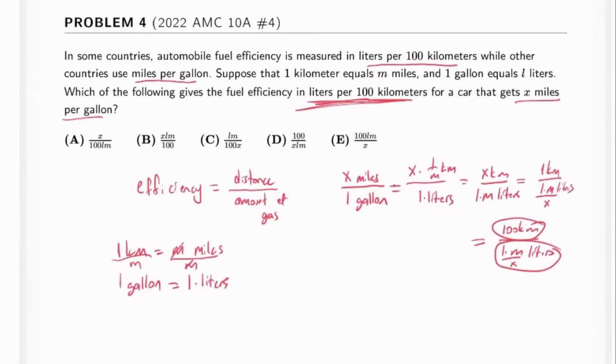If I simplify this a bit, we multiply top and bottom by 100, so I should have 100 right here as well. So 100 times L times m over x liters per 100 kilometers, which is choice C. This was kind of challenging, to be honest, but I hope that makes sense. I'll see you in the next question.